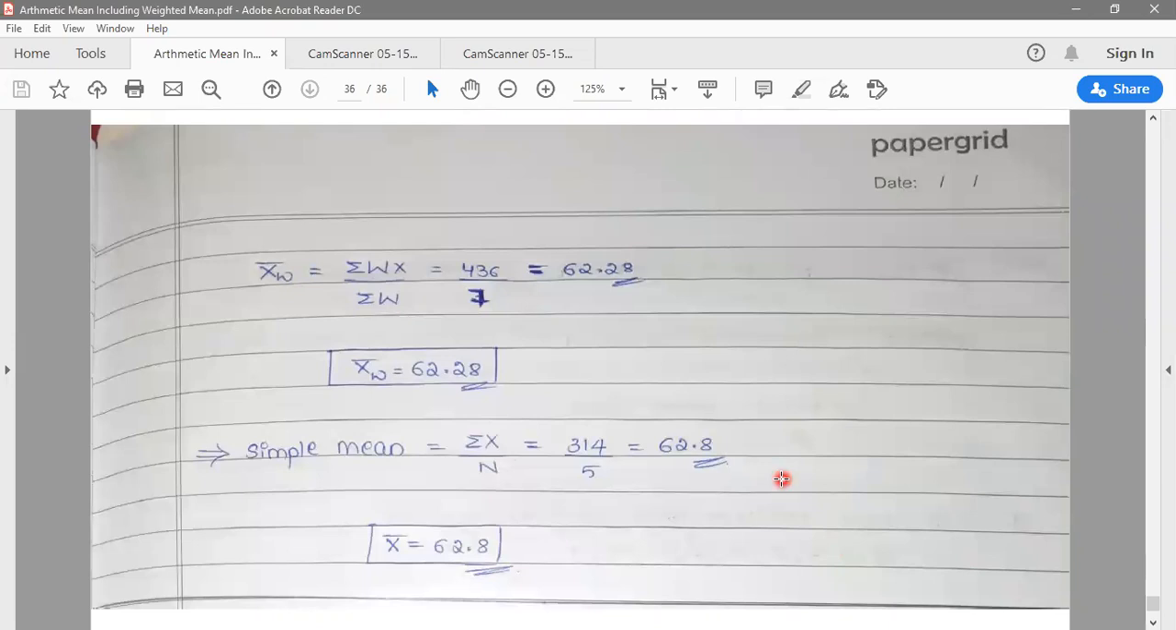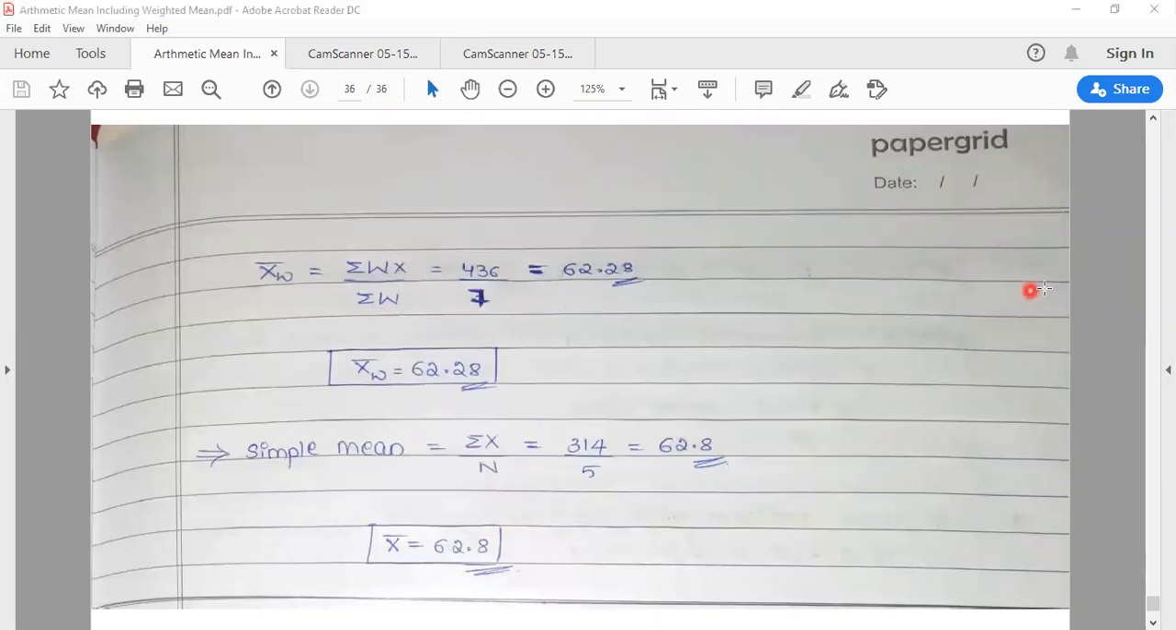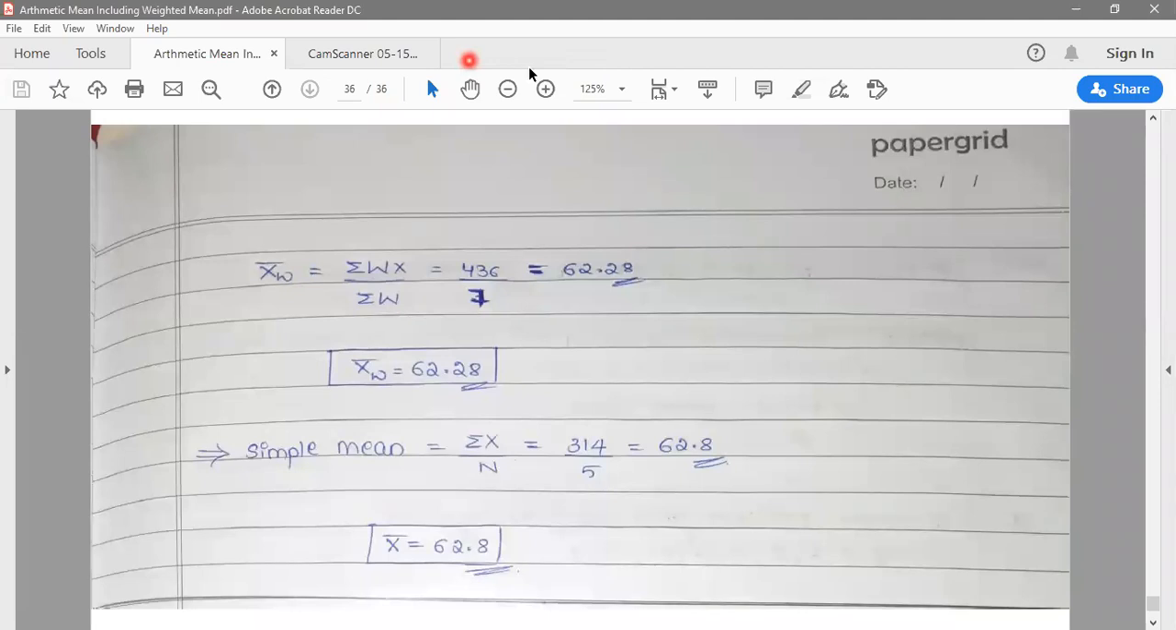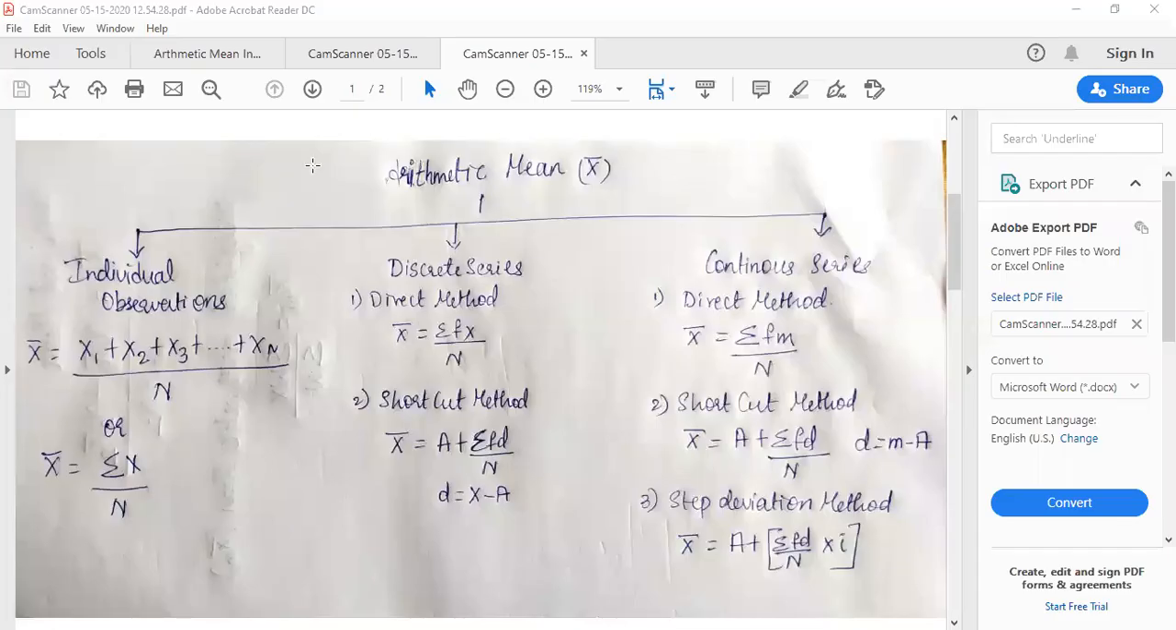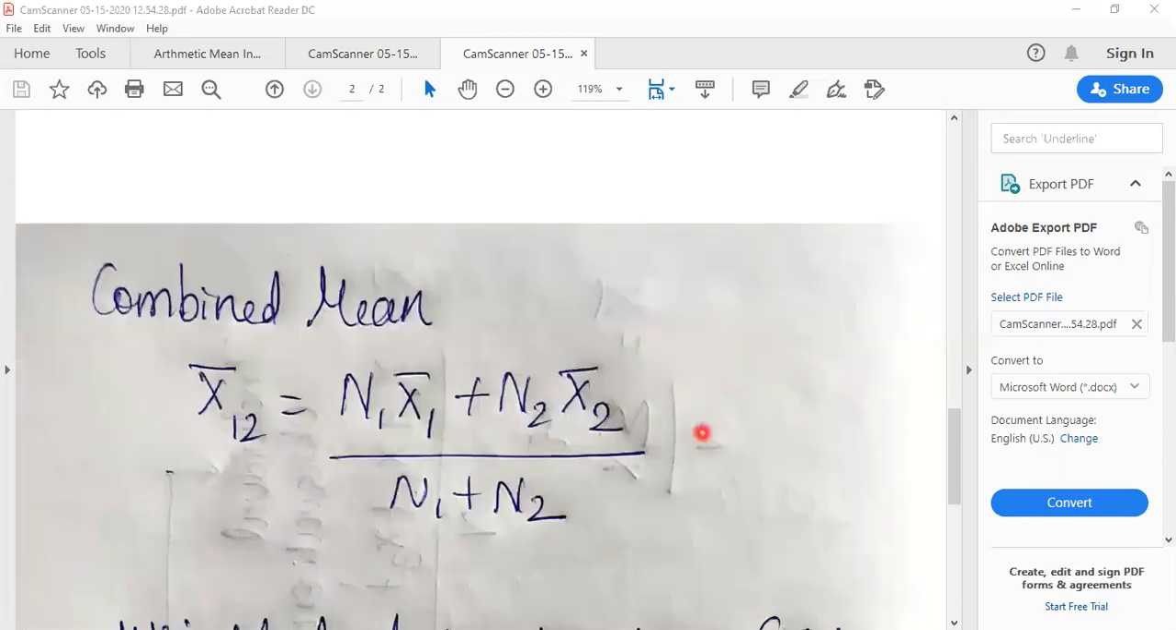So this is your arithmetic mean chapter. We started with arithmetic mean and individual series and all that. We completed all of these 3 types: individual, discrete and continuous. Then we understood combined mean and weighted mean.